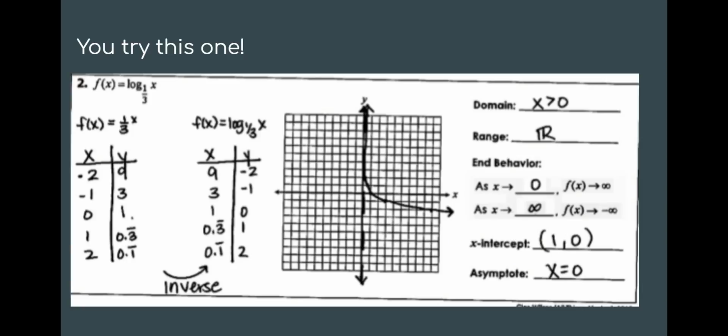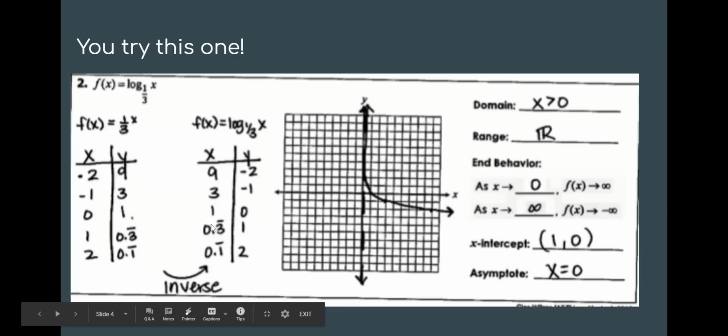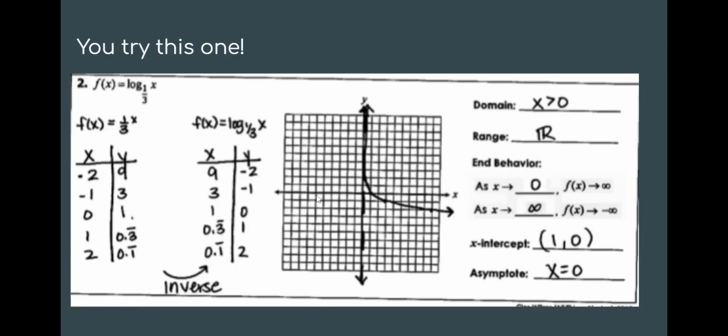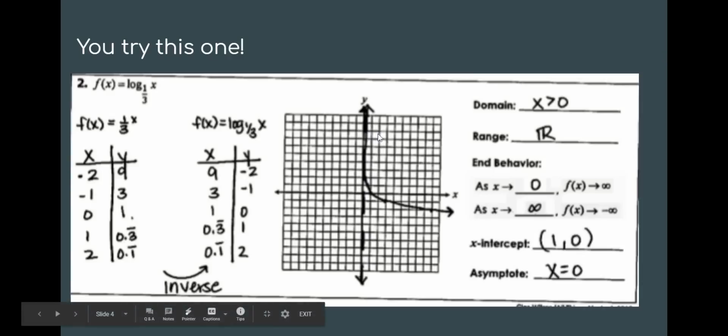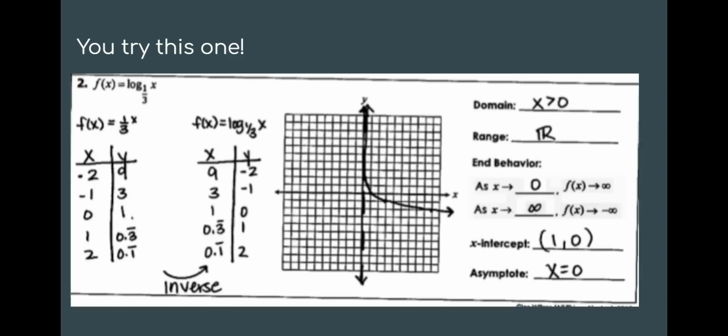The x-intercept is where y equals 0. In our table, it's the point (1, 0). Or you can look to see on your graph, which it happens to be (1, 0). The asymptote is x equals 0. So hopefully those of you who tried this out got all those answers correct.